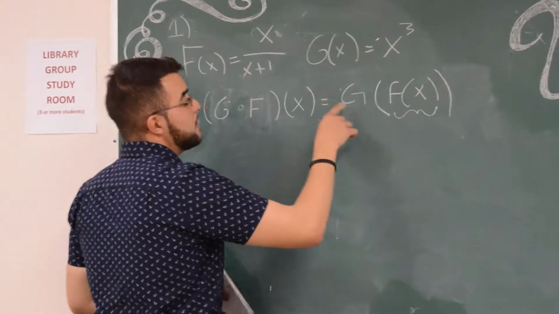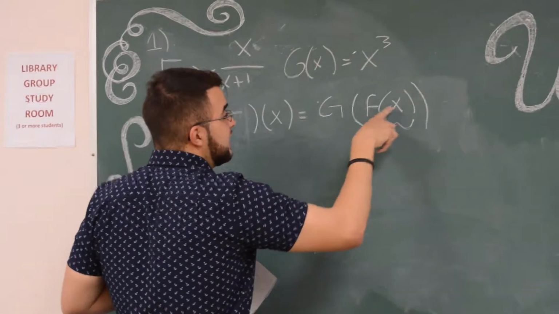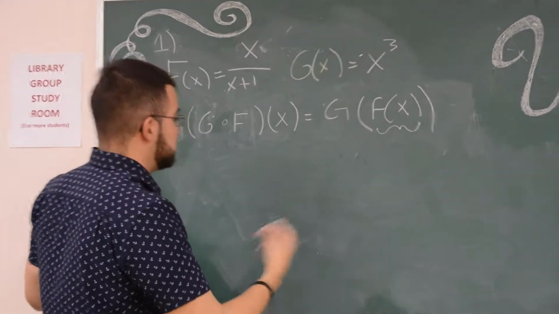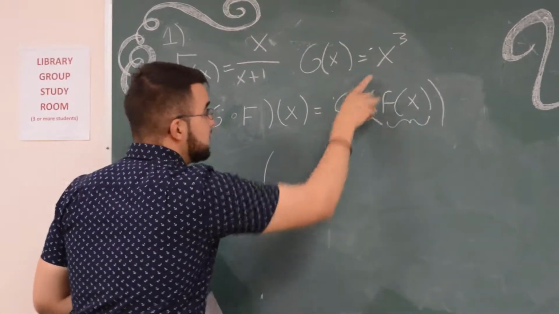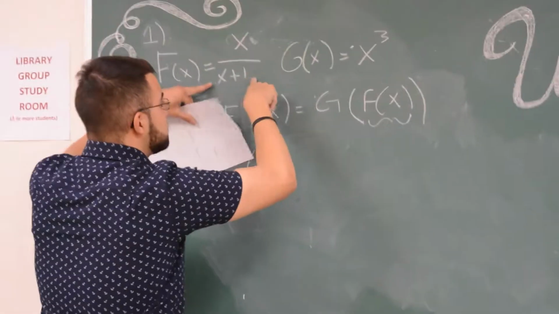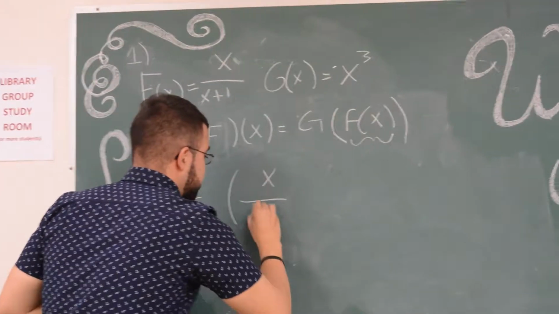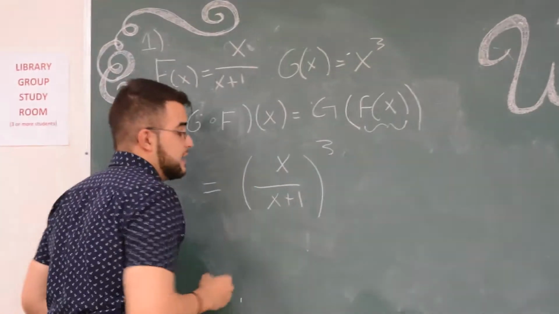So basically what I'm going to do here is every time I see an x in g, I'm going to replace it with f of x. So let's see it again. So g is something which is x cubed, so it's going to be f of x cubed. So this whole part goes inside of g of x, and we cube it. And this would be your answer.